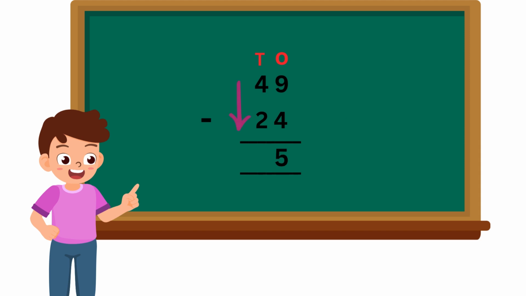Now subtract the tens place value numbers, that is 4 minus 2, which equals to 2. Write 2 in tens place. Hence the answer is 25.